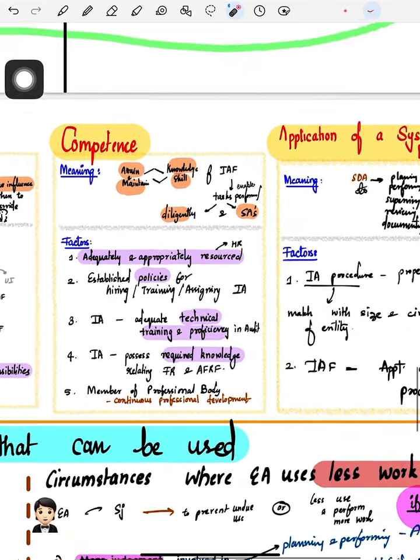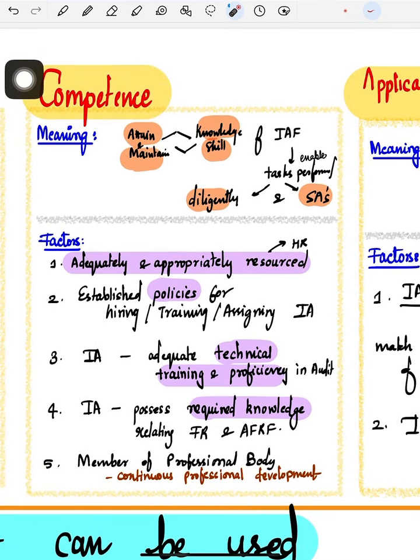Okay, the next one is competence. So what is the meaning of competence? Competence means attainment and maintenance of knowledge and skill of the internal audit function that will enable the internal audit function to perform its task diligently and as per standards on auditing.